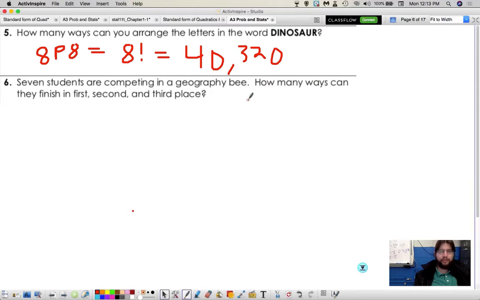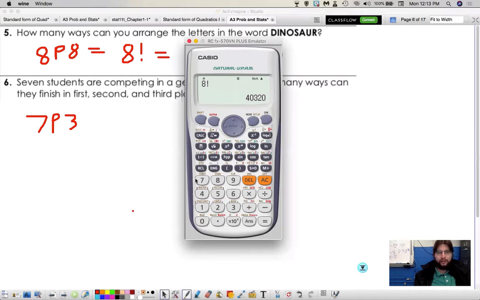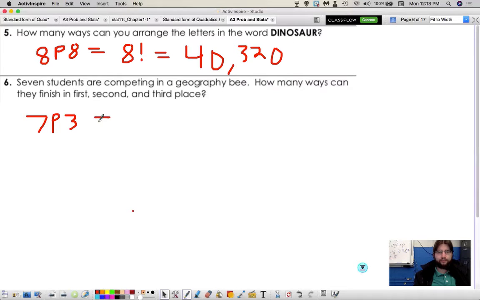Okay, 7 students competing, first, second, third place. That's 7P3 this time. We're not choosing all the different places, we're just choosing the top 3. So 7P3, 210.